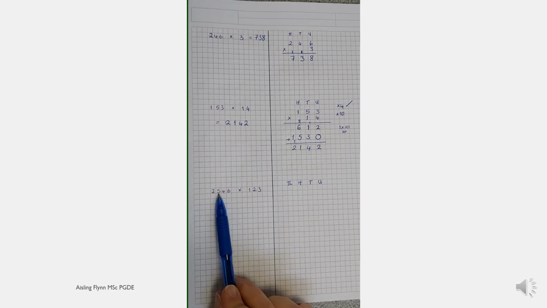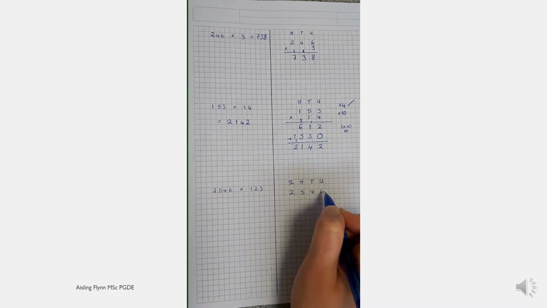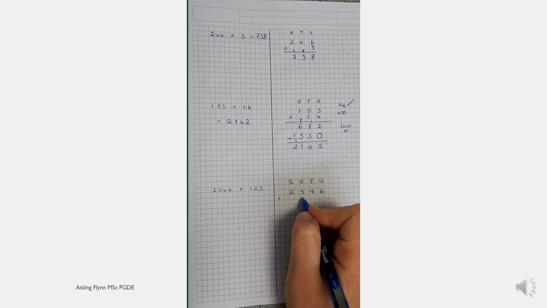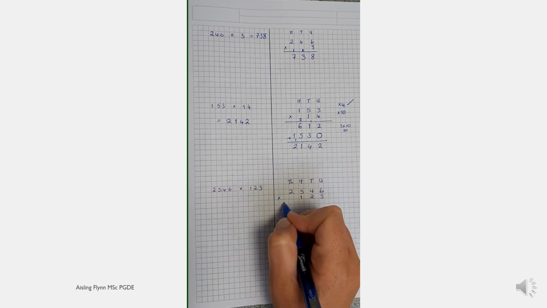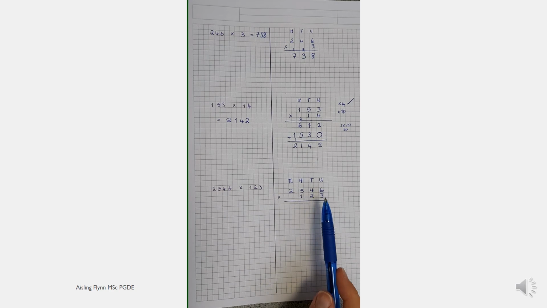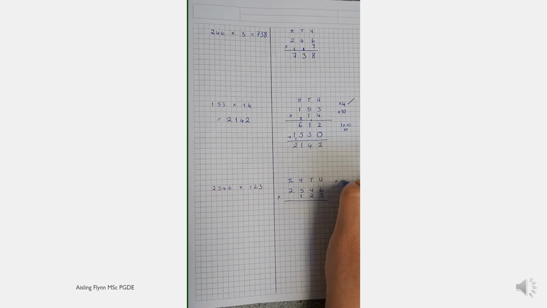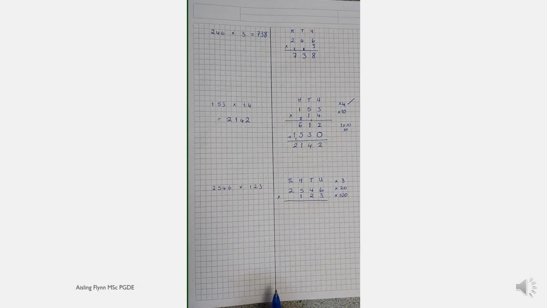Multiplying 2,546 by 123. Okay. Now you can see here that we have a 3-digit number. That means we're going to first multiply by 3, then by 20, and then by 100. So we'll have 3 separate multiplications, and then we'll combine the answers to give us multiply by 123. Okay, again, always start with the units.